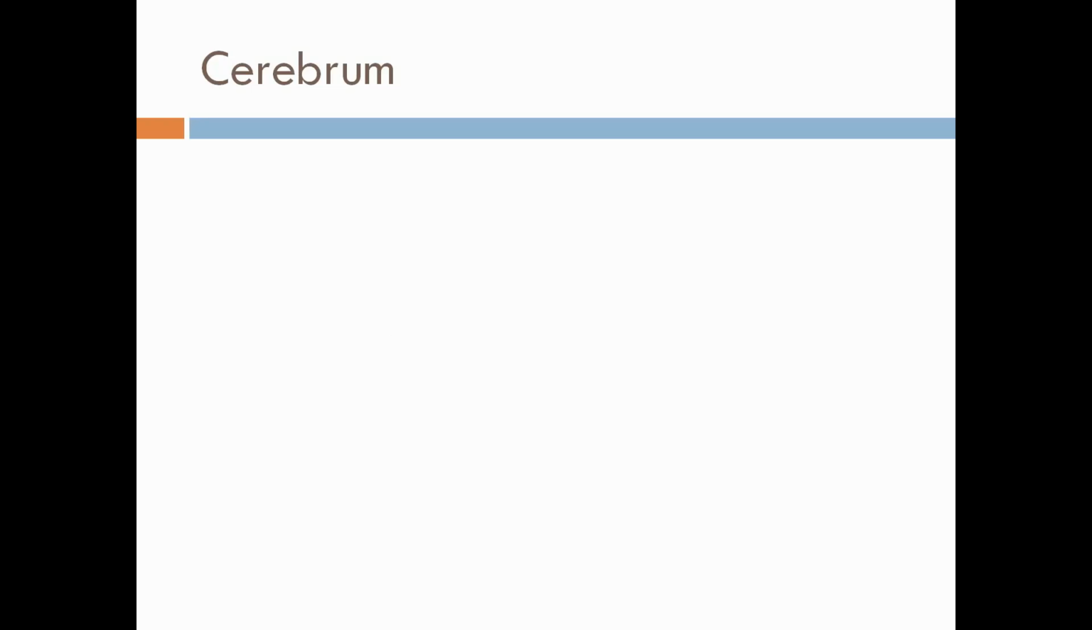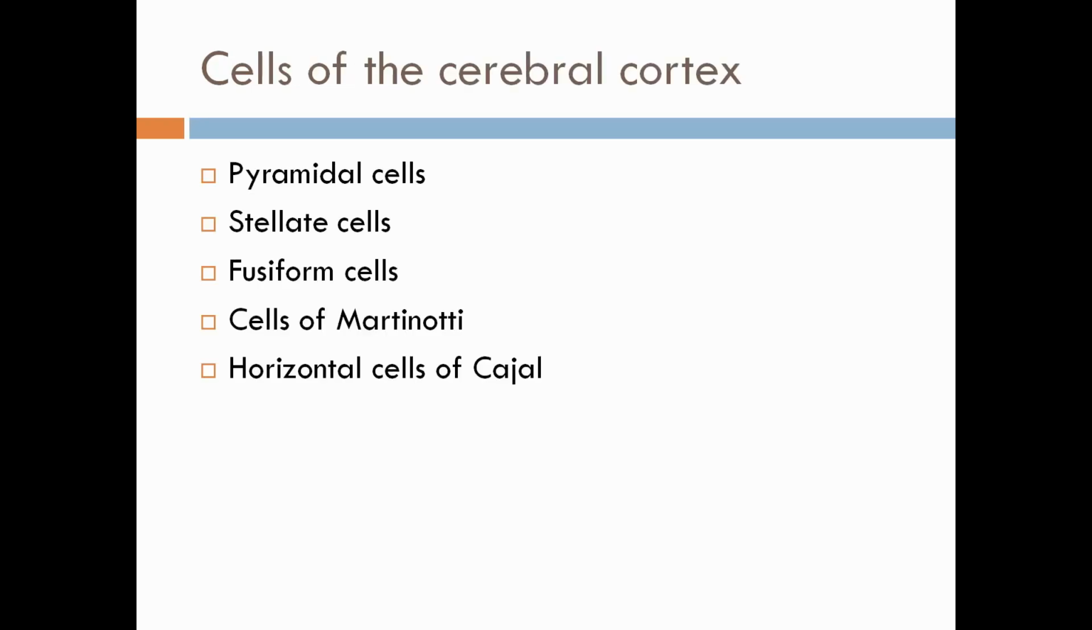Histology of the cerebrum. The cells that make up the cerebral cortex, which refers to the gray matter which is placed externally, are the pyramidal cells, the stellate cells, and other cells such as the fusiform Martinotti cells and the cells of Cajal. Most of the layers of the cerebral cortex are made up of pyramidal cells and stellate cells, though in varying proportion depending upon the layer in which they are found.